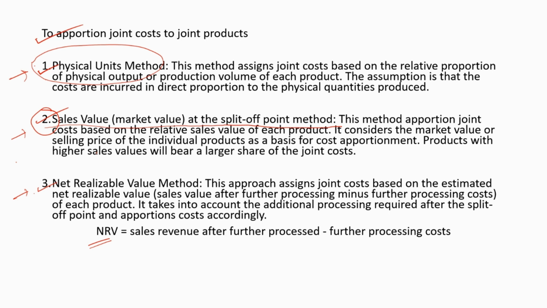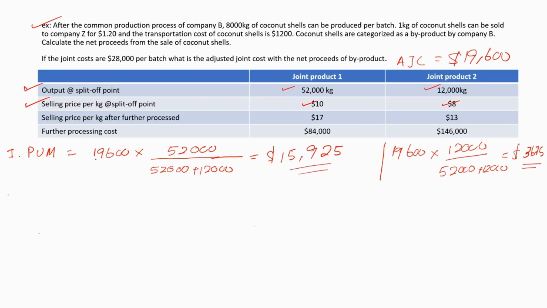Now using the second method, which is the sales value or the market value at the split off point, we have to apportion the adjusted joint cost to the joint products. This is how we can do that. The second method, sales value at split off point. So we are going to apportion adjusted joint costs, which is equal to 19,600.